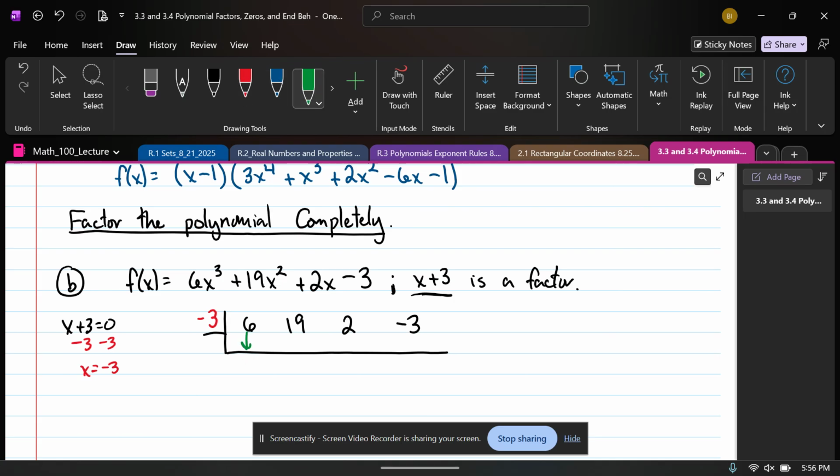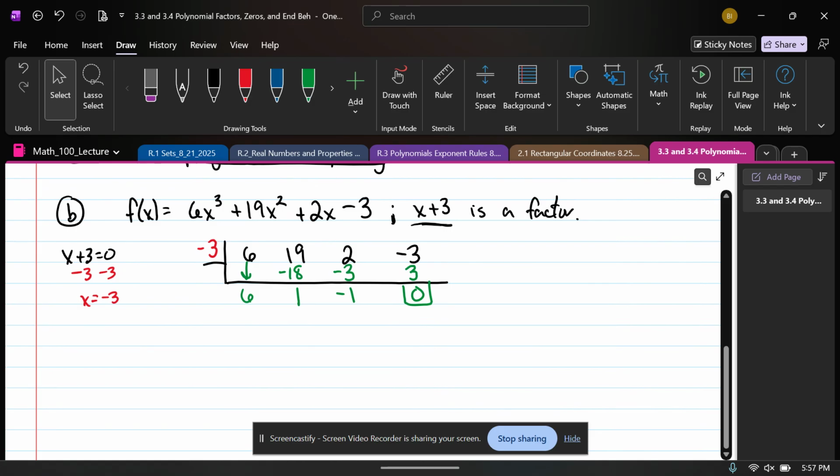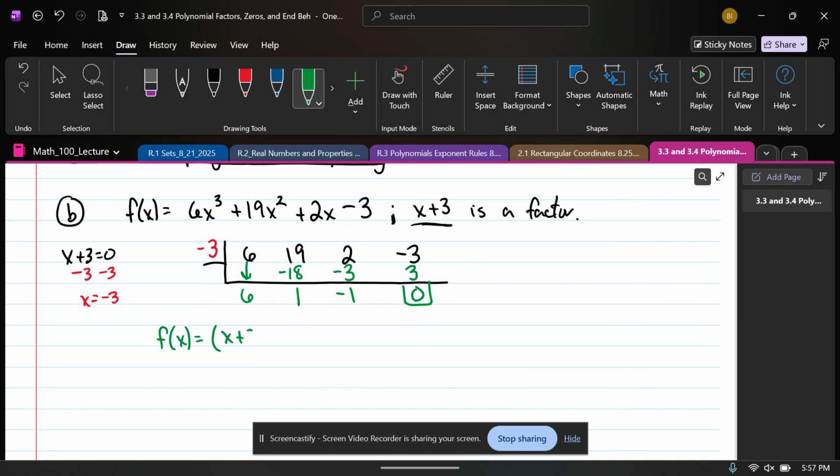Drop the 6 down. 6 times negative 3 is negative 18. That's a 1. Negative 3, that's a negative 1. That's a positive 3. There's my remainder of 0. Okay. What that did for me is it took my polynomial from that x cubed thing at the beginning, and it broke it apart into x plus 3 times 6x squared plus x minus 1.